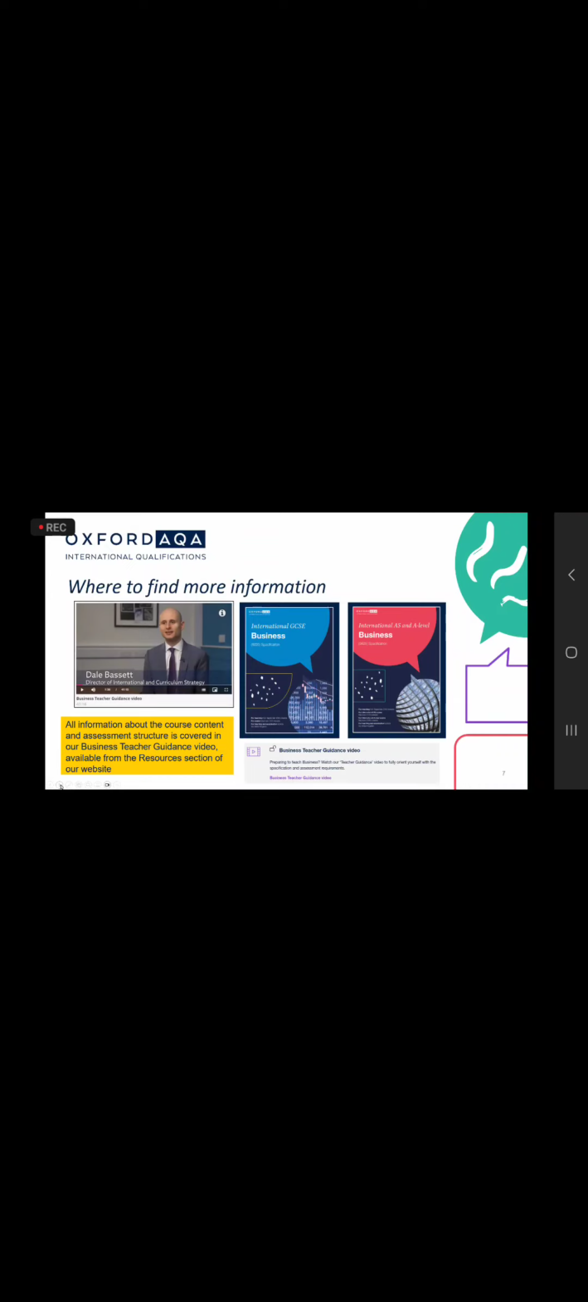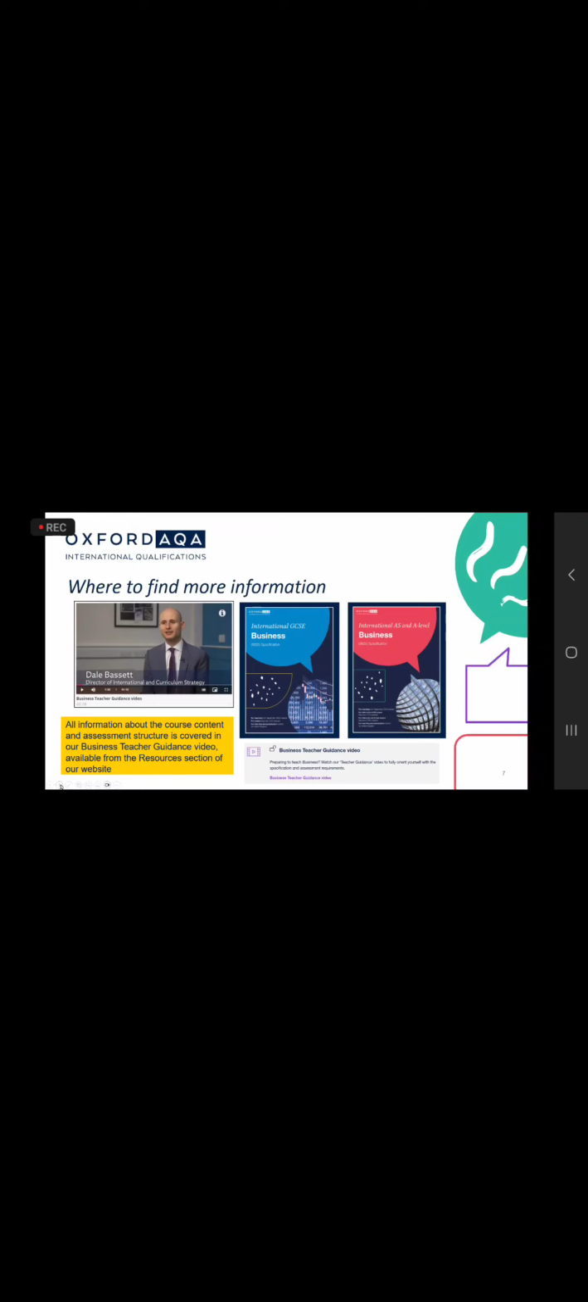One obviously is the specification, which is listed, you can see on this screen here. That is an absolute go-to. There are certain key documents in life. The specification is clearly one of them. The specification determines exactly what students are supposed to know and be able to do, and what they're not going to be asked to do.